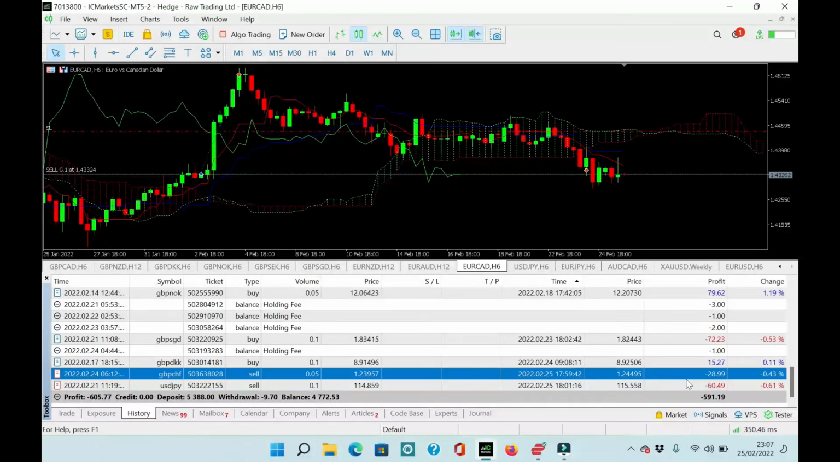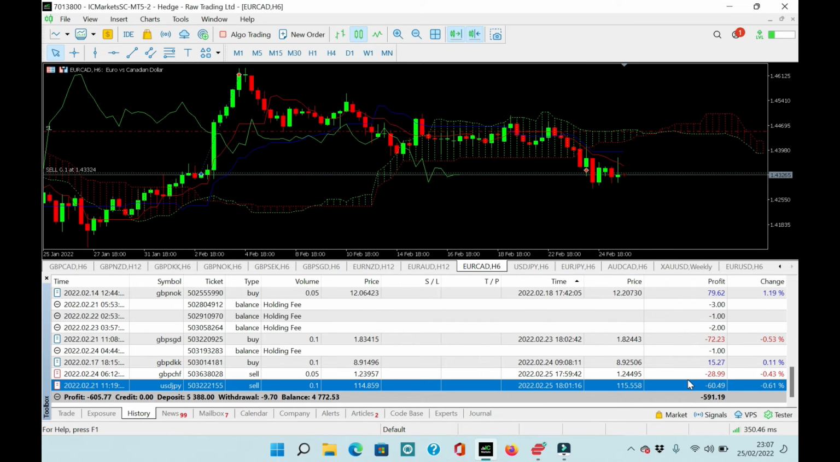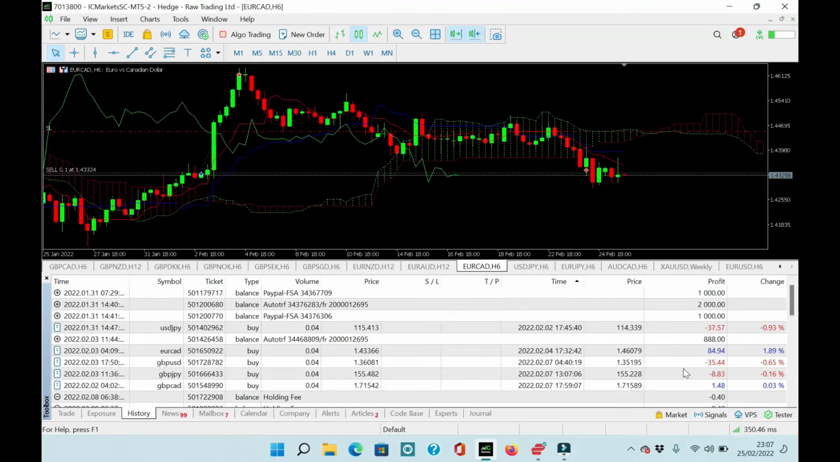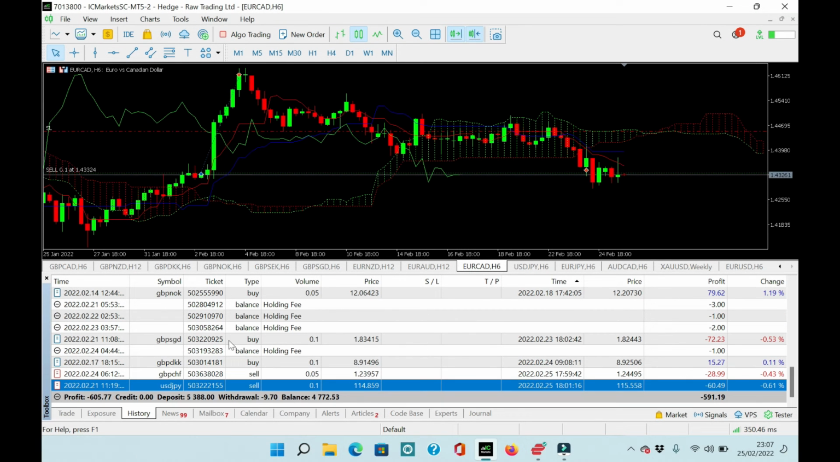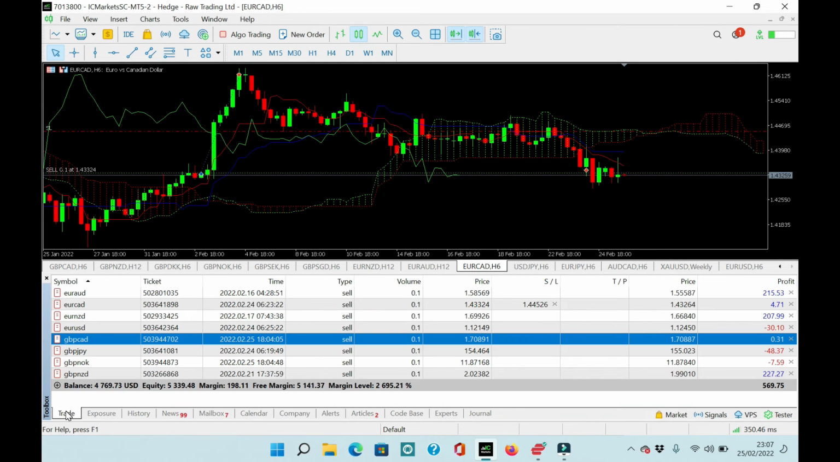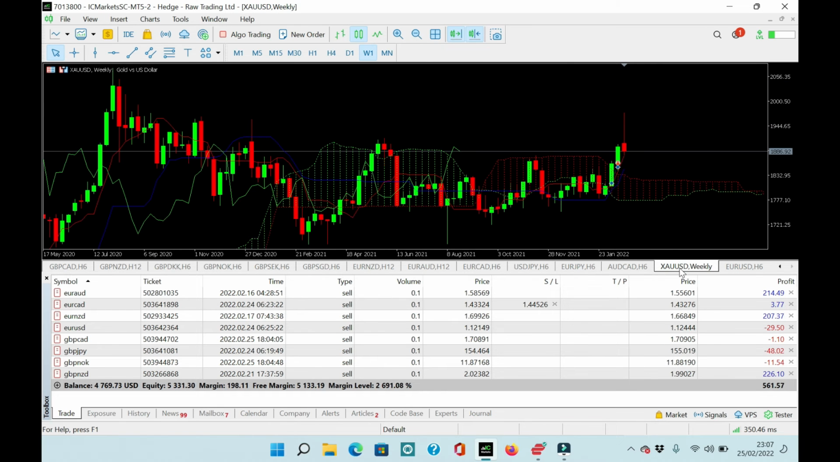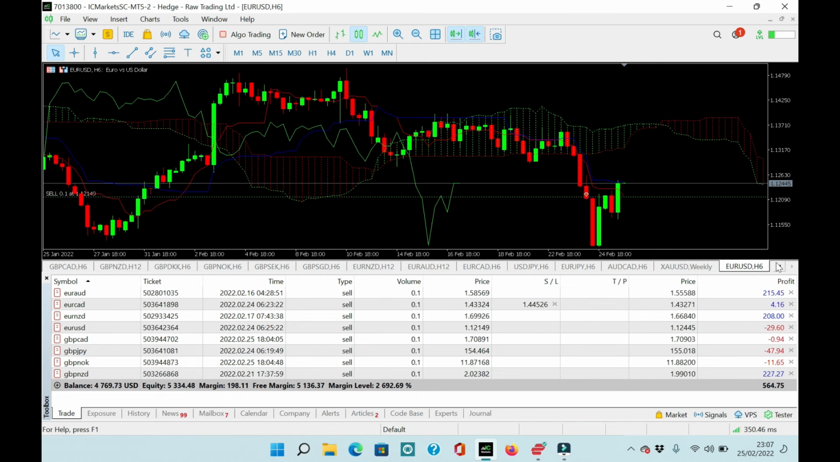As you can see, this one and this one and this one, minus $90. Oh, so many reds, man. That's okay. That is business. You have to accept when you lose. We're just human. Loss is part of the game.